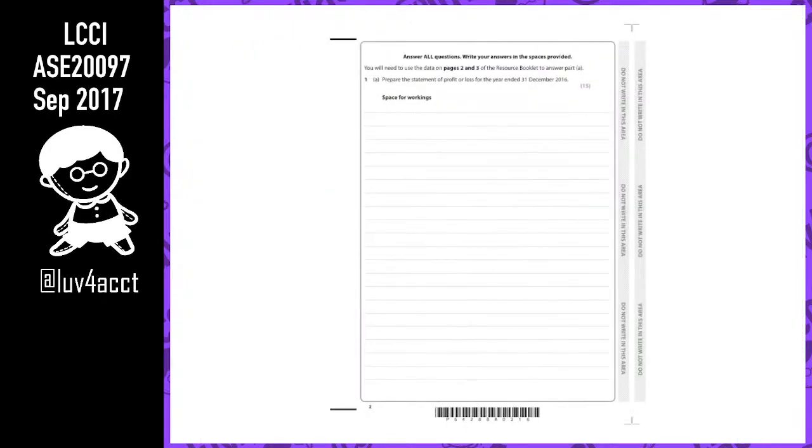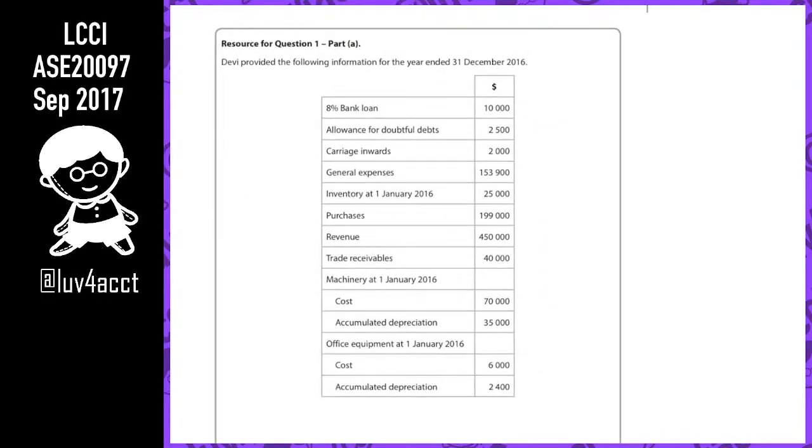Now 15 marks for the statement of profit or loss. Let's begin to see what is given to us. Bank loan is given, and then allowance for doubtful debt. Also for 1 year it would be 10,000, 1 year 800. Allowance for doubtful debt opening balance, carriage in, general expenses, opening inventory, purchases, revenue, trade receivables, and then the cost and accumulated depreciation of machinery and office equipment.